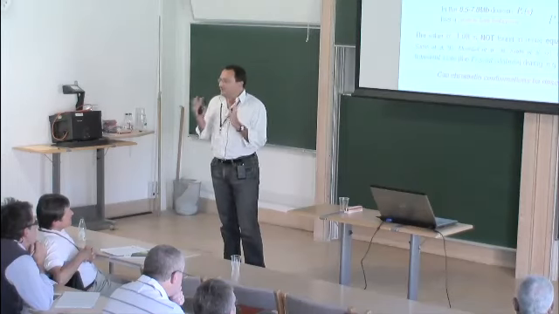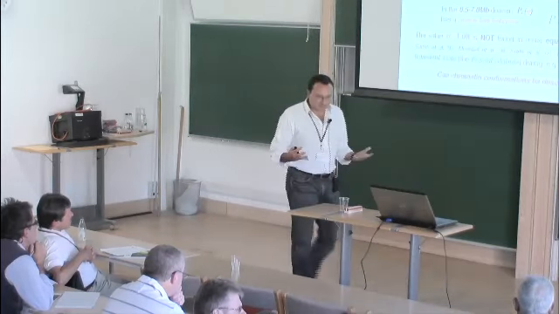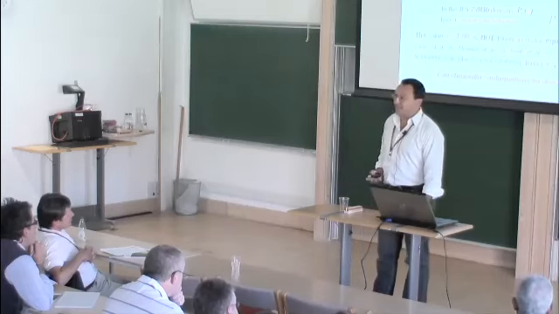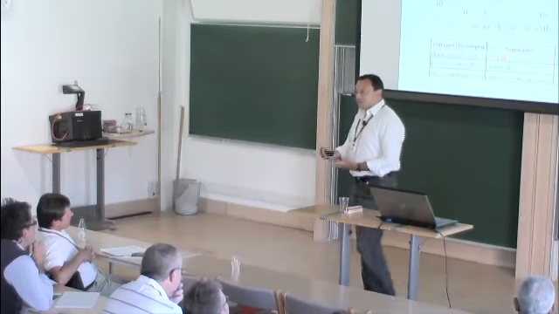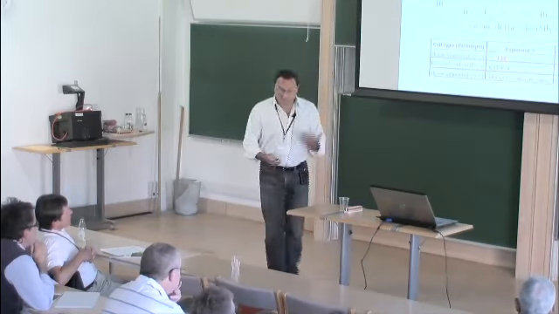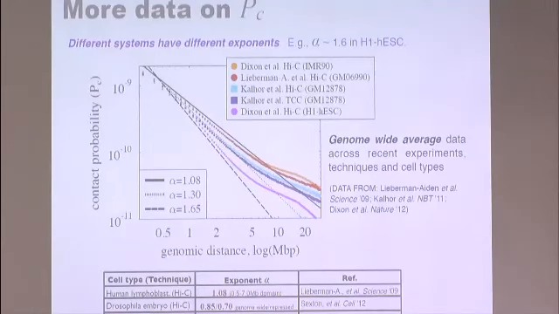So what we try to do is to collect together recent data to start addressing this question. And I show you some of these results. This is the average contact probability as a function of genomic distance for a number of recent experiments in human cell lines, which have piled up really in recent months.